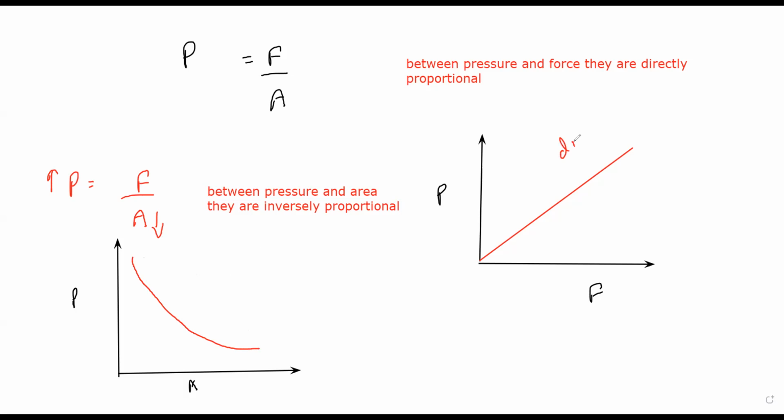This is a mathematical relation for directly proportional, in which one quantity increases, the other also increases, and this is called an inversely proportional relation, a graph for inversely proportional. If one quantity increases, the other will decrease.